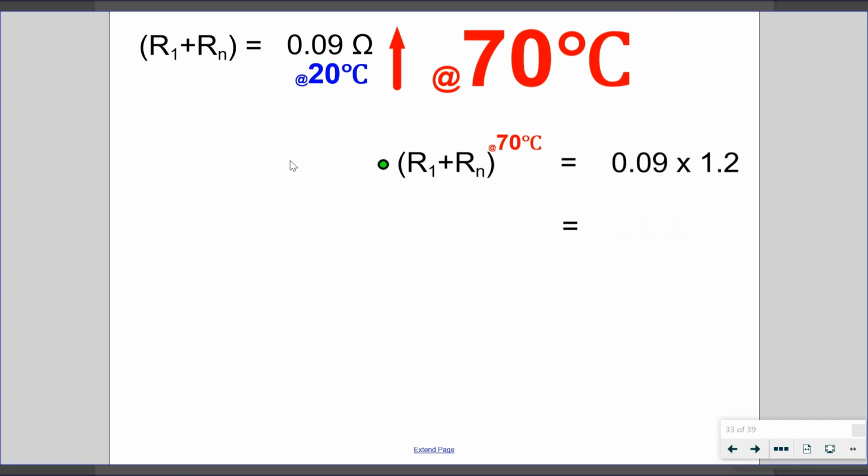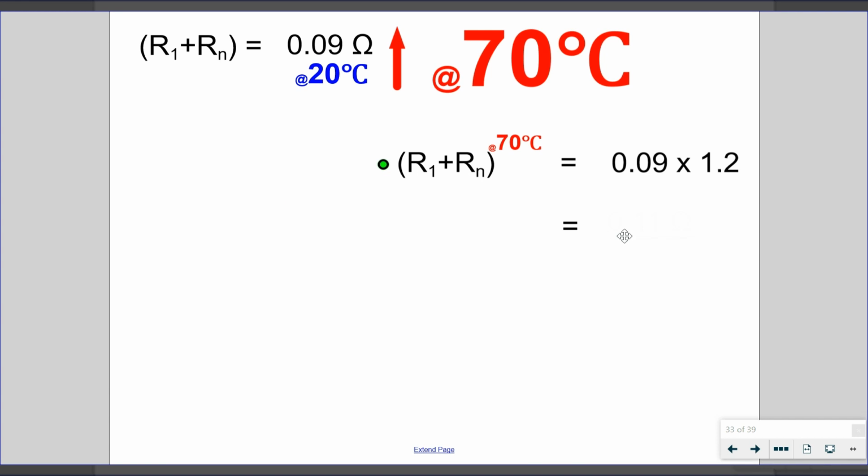We have a factor of 0.004 ohms per ohm per degree C for the cables, positive temperature coefficient. So when we're going from a measured value of 20 to 70 degrees, we're increasing it by 50 degrees C. So we multiply it by that 1.2, because 50 times 0.004 gives us a factor of 0.2, same as in the previous example. We reduced it by that same 0.2 factor because 50 times 0.004 gives us 0.2 again.